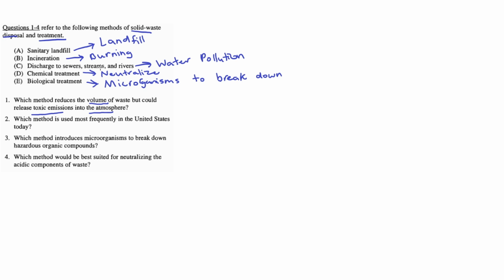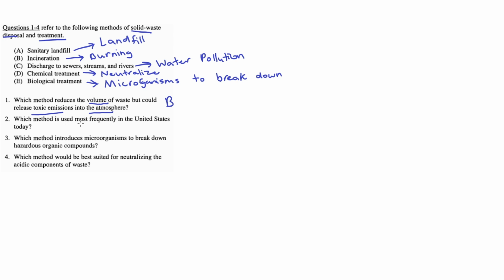C. Discharge to sewers, streams, and rivers. This is incorrect because discharging to sewers, streams, and rivers doesn't reduce the volume of the waste. It simply dumps this pollution into the bodies of water. And it could release toxic emissions into the atmosphere, but because it doesn't reduce the volume of the waste, C wouldn't make sense in this case. D. Chemical treatment. This is incorrect because chemical treatment doesn't reduce the volume of the waste, nor does biological treatment, because these don't reduce the volume of the waste. And because of this, B would make sense for question 1.